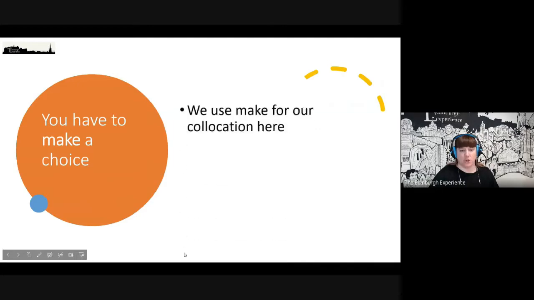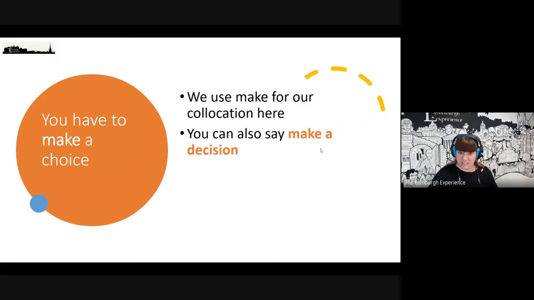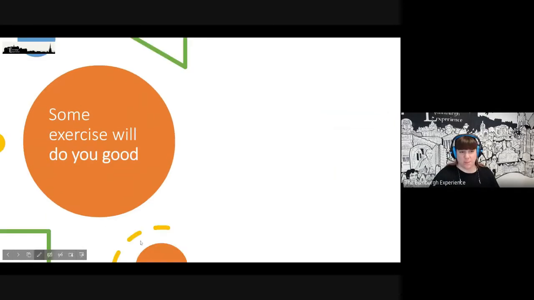Yeah, you have to make a choice. And we're using make for our collocation here. You'll also quite often see make a decision as well, collocating. And more commonly as well, you'll also see decision with take as a really common collocation as well. But we don't do a choice, yeah, we make a choice.